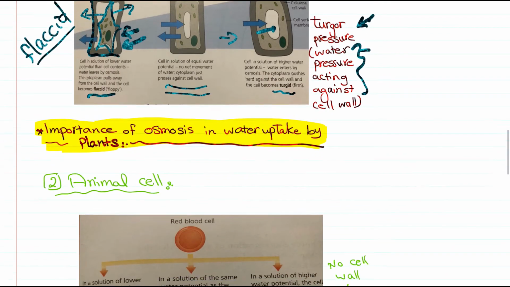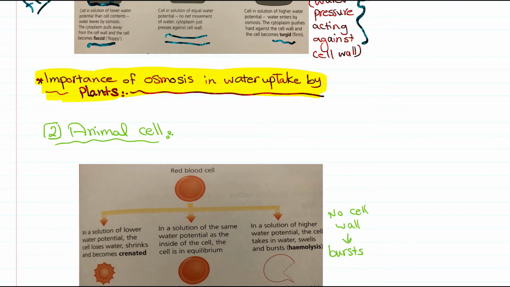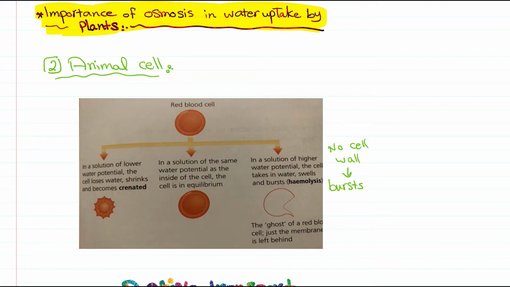Here, in the case of an animal cell, the situation is completely different. The scenario will be completely different, because here if we have a red blood cell, for example, as an example of an animal cell, and we add it in concentrated solution, the water will leave the cell and it becomes crenated, as you see. Shrinkage of the cell, the whole cell becomes crenated, as you see.